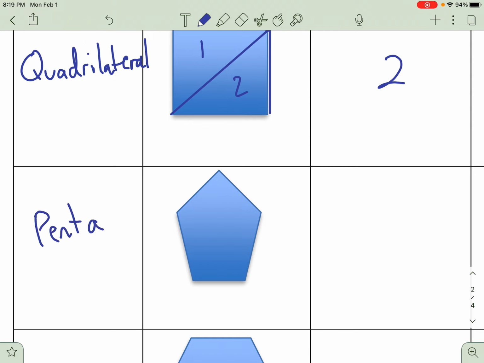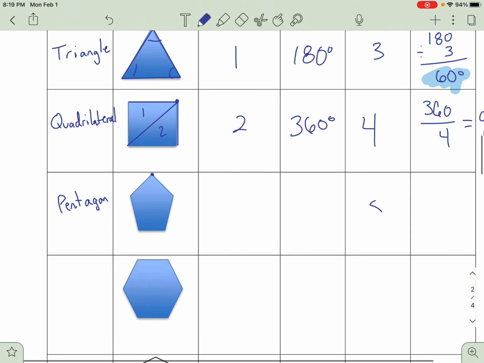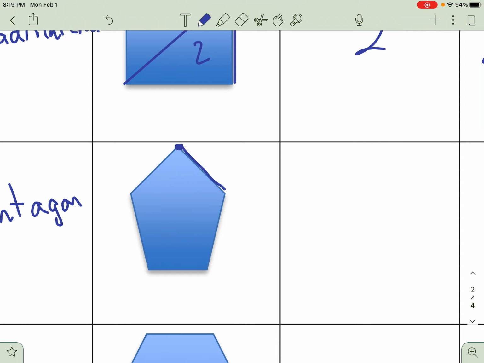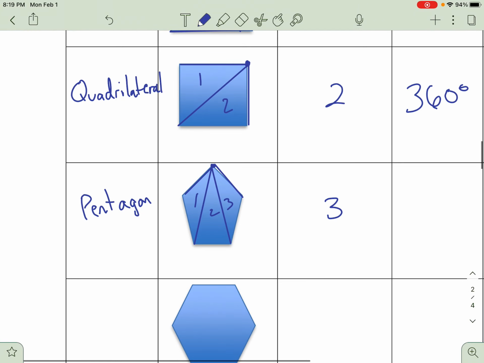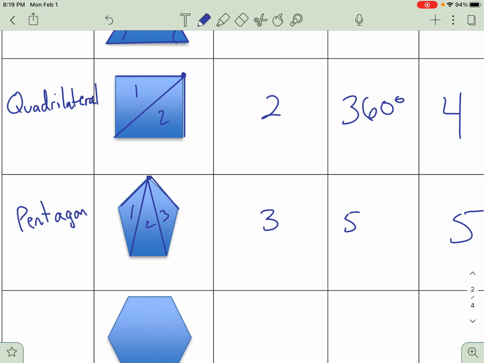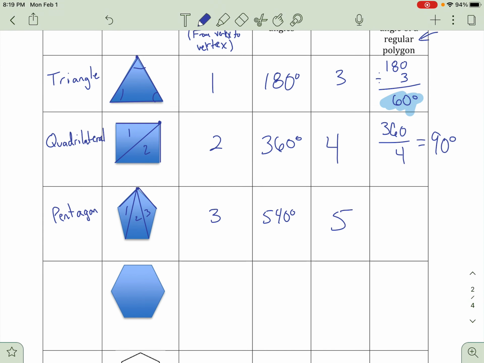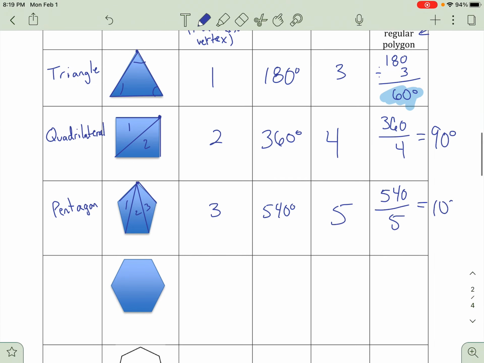Okay, how about this shape? This is called a pentagon, as we mentioned earlier. Again, go from the vertex. First of all, a pentagon has 5 sides. Second, let's talk about these triangles. One vertex to the next, to the next, to the next. So we get 1, 2, 3 triangles, and 3 triangles add up to 540 degrees. So 540 divided by 5 angles gives you 108.